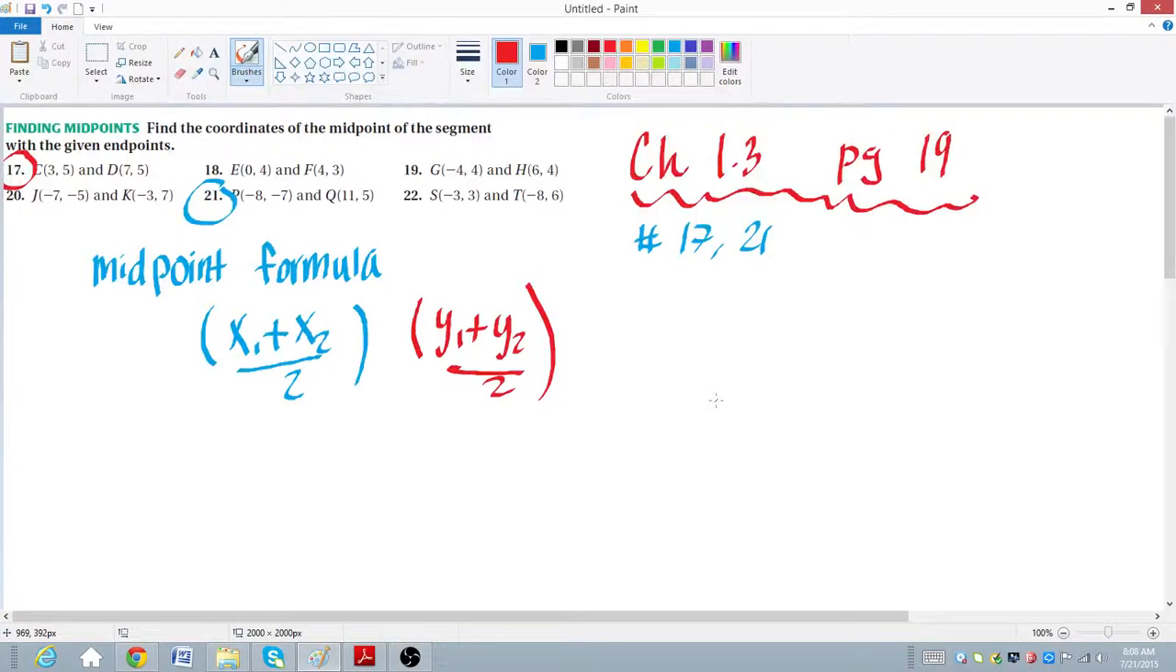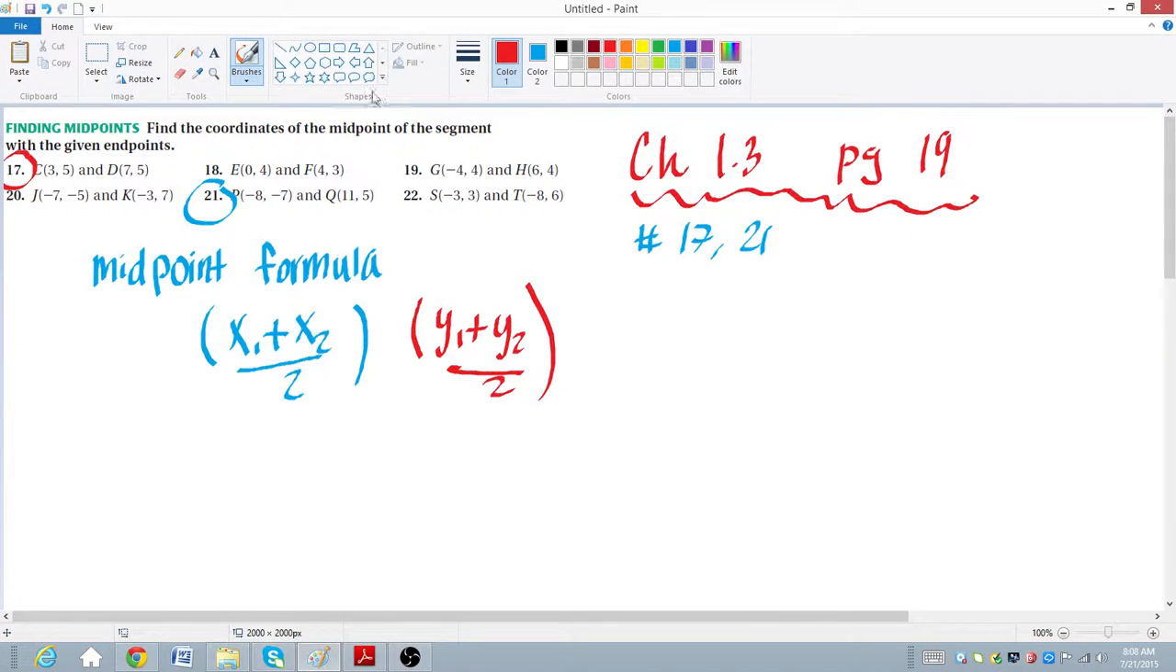All right, this is chapter 1.3, page 19, and I'm doing number 17 and number 21. For this one, it says that we're finding the midpoint. So find the coordinates of the midpoint of the segment with the given endpoints.